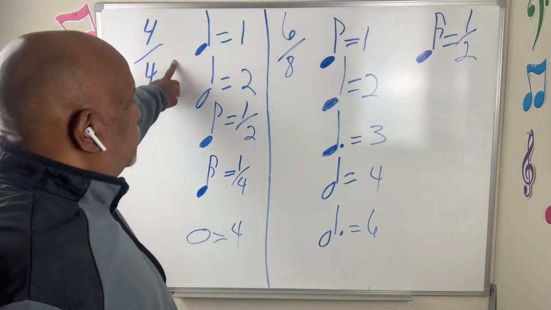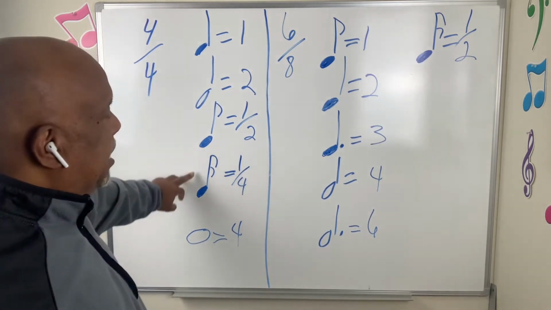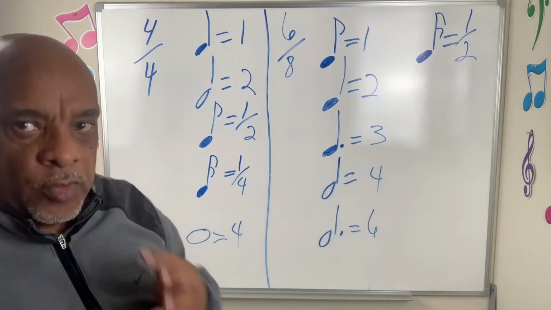One more time. The quarter note gets 1 beat. The half note gets 2 beats. The 8th note gets a half beat. The 16th note gets 1/4 beat. And then the whole note gets 4 beats.